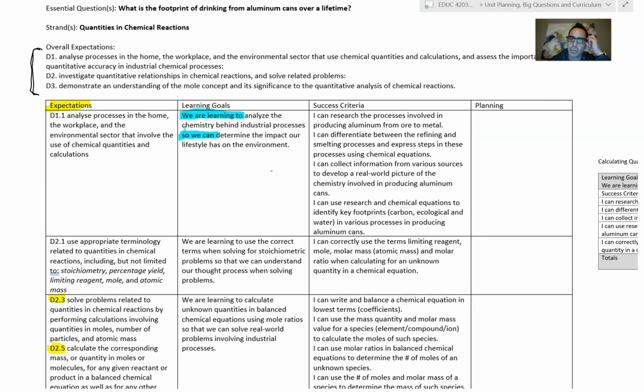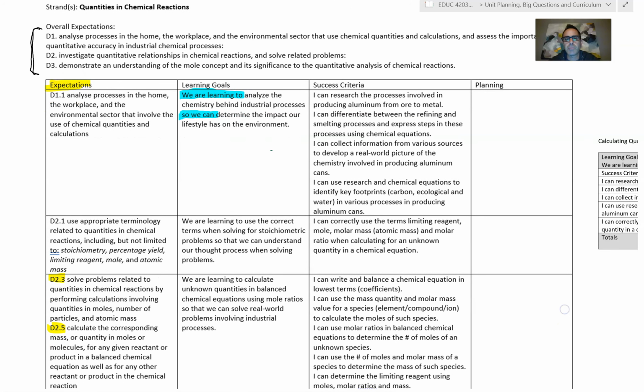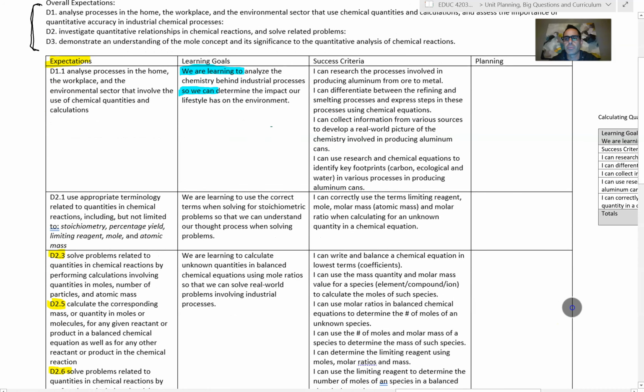So in this example, we are learning to analyze the chemistry behind industrial processes so we can determine the impact our lifestyle has on the environment. This is written in a way that the grade 11 students are going to understand, right? Sometimes you write learning goals and they're not super great and you have to go back and fix them, and that's okay. Too much focus, I think, is put on learning goals. We don't need to put that much focus on them.